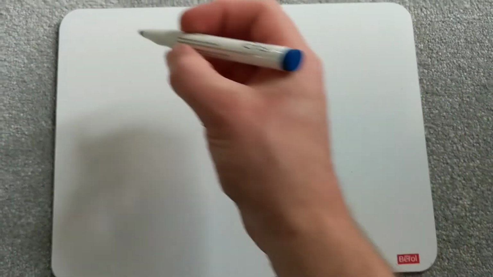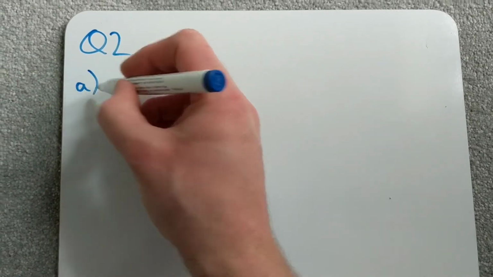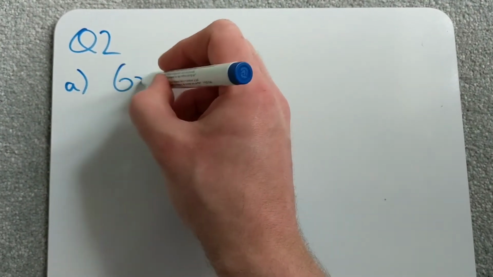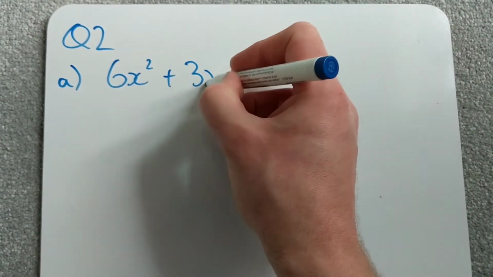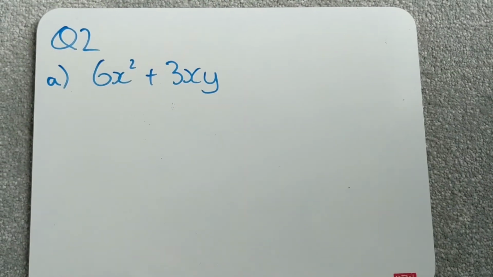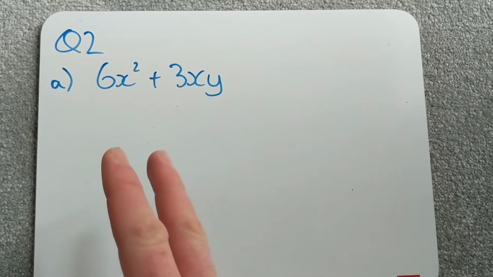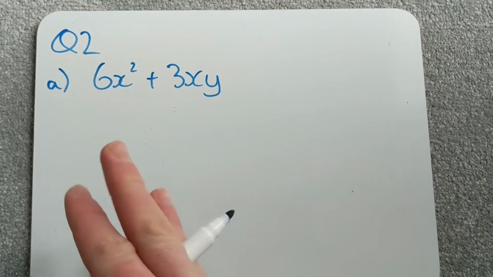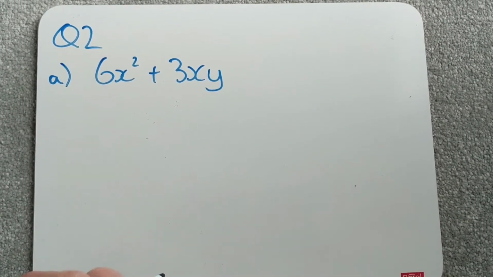Right, question 2 had a part A and part B. Part A, it had factorise 6x² + 3xy. So your rules of factorising: number 1, look for a common factor. Number 2, look for a difference of 2 squares. And number 3, factorise any remaining trinomial you have.